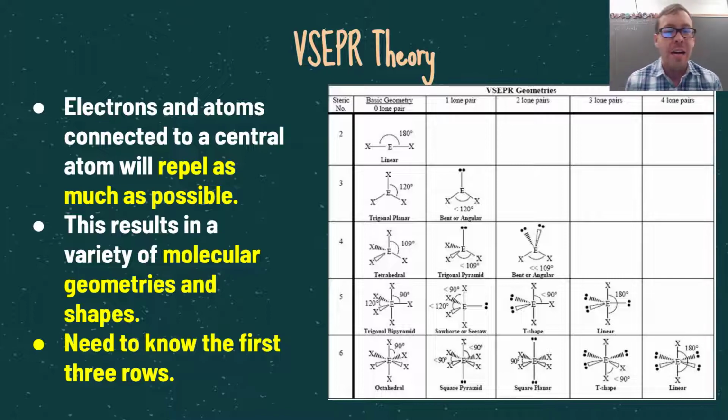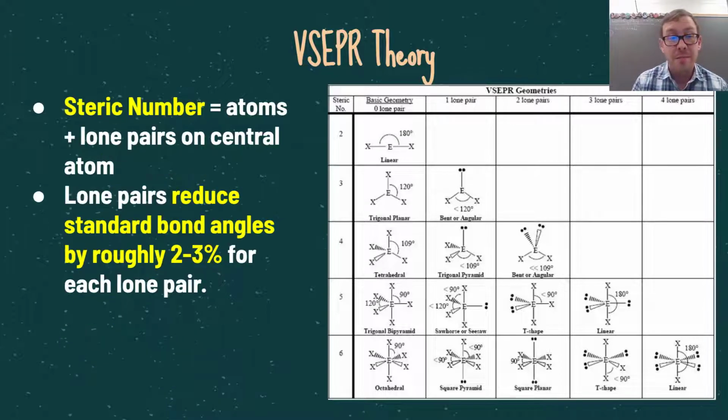Now, for this particular class, it's going to be important to know the first 3 rows here. That is linear, trigonal planar, bent, tetrahedral, trigonal pyramidal, and bent or angular as well. You're also going to want to make sure that you understand and know the bond angles that are associated with this. So how we go through and determine VSEPR theory is based on two properties here.